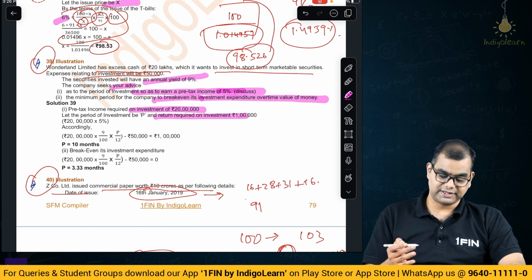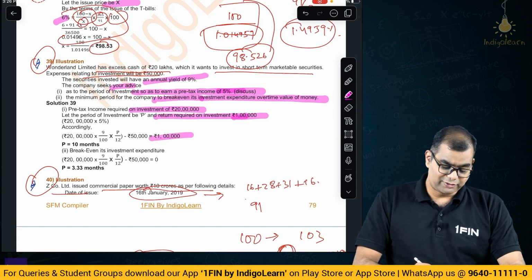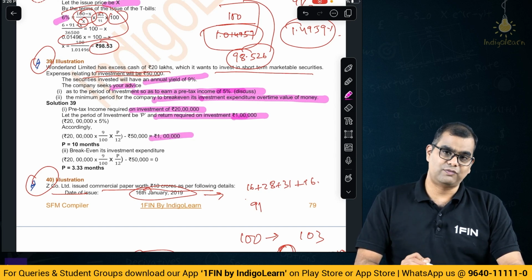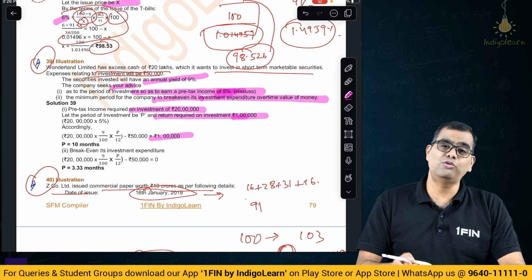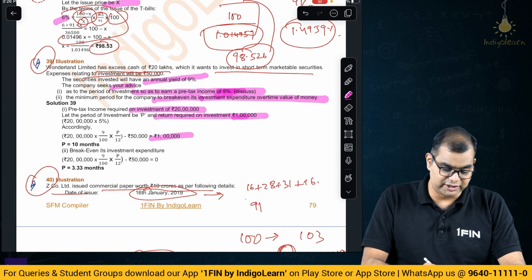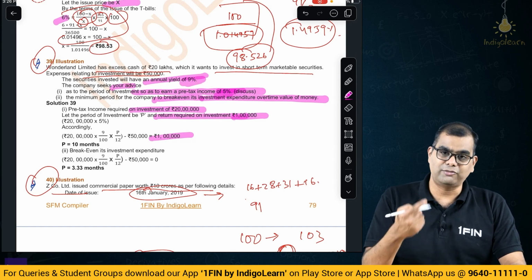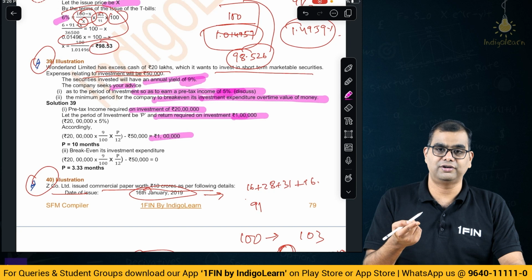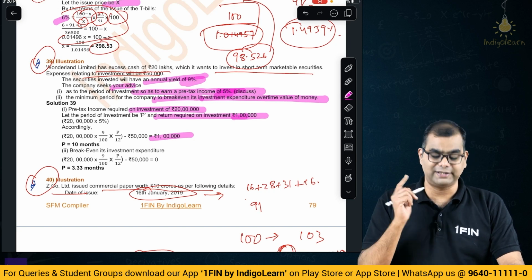20 lakhs on 5%, 5% on 20 lakhs is 1 lakh. So, the return needs to be 1 lakh after subtracting expenses. So, here the question is, this 1 lakh is the return that you want, but you don't want it over a year. How much time should you invest such that when you invest in a 9% security, you get 1 lakh? How many days should you invest in a security that yields 9% such that you get a 5% return?